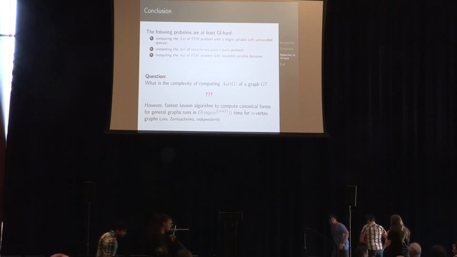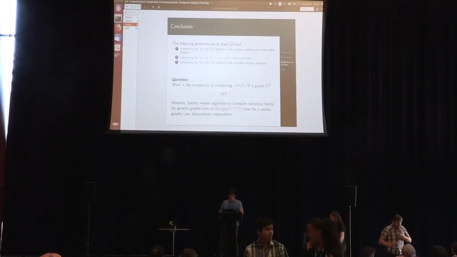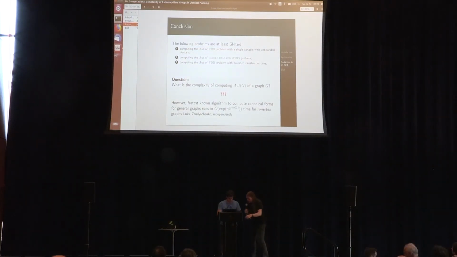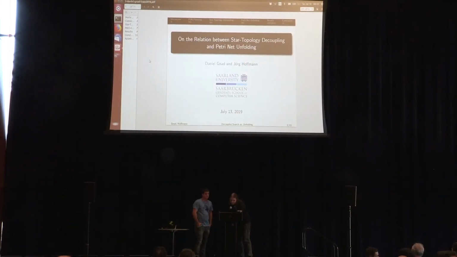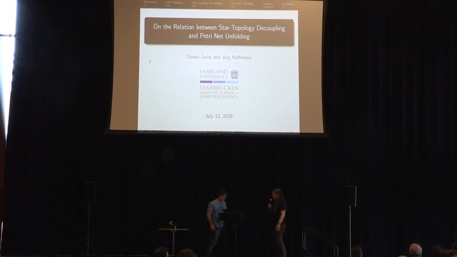And the third presentation will be by Daniel Gnad, joint work with Joerg Hoffmann. I think this is not a complexity paper as such. It's just a very complex topic. And it's about the relationship between star-topology decoupling and Petri net unfolding. So Daniel, please, we're eager to hear about that.